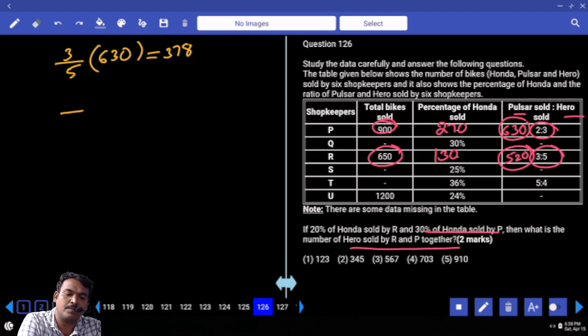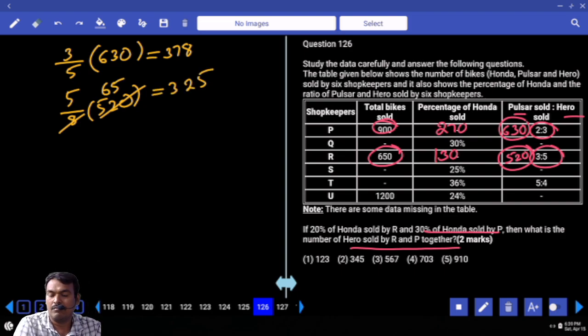Next, in R, in 520, what ratio is given? 3:5. Total how many parts? 8 parts. 8 parts are 520. We require which one? Hero. How many parts do we need? 5 parts. 8 6s are 48, 8 5s are 40. 5 into 65 is 325. We require the sum. What is the sum value? 703.